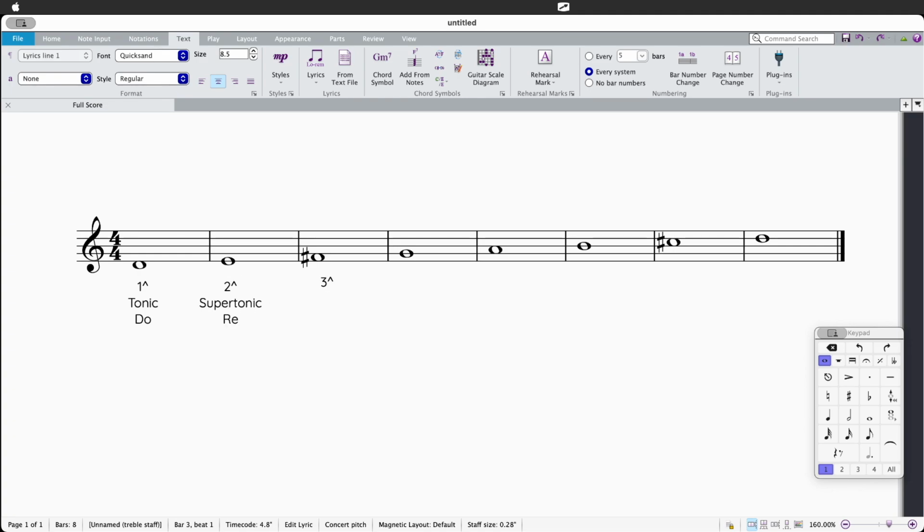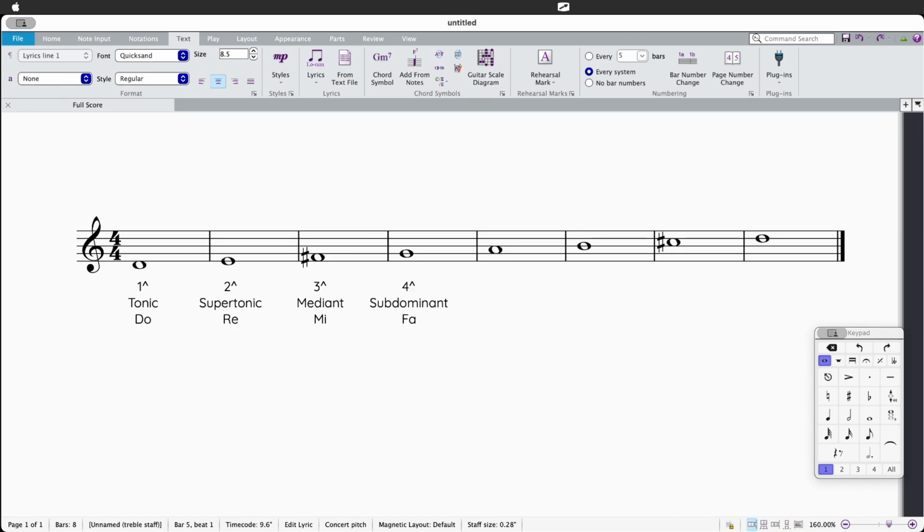Third scale degree, we get to the mediant. That's right in the middle between scale degree 1 and 5, or tonic and dominant. And that's going to be the solfege mi. Scale degree number 4 takes us to the subdominant right here. The subdominant is do, re, mi, fa.